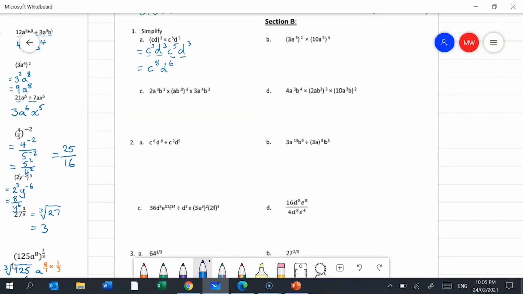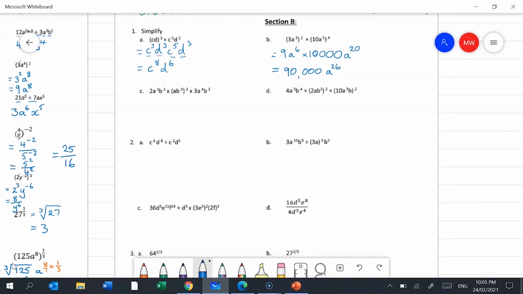So question B, I've now got 3 to the 2, which is 9, a to the 3 times 2, which is 6. I've got 10 to the 4, which is 10,000, and I've got a to the 5 times 4, which is 20. So I'll deal with the numbers. I've got 9 times 10,000, which is 90,000. And then I've got a to the 6 plus 20, so a to the 26.